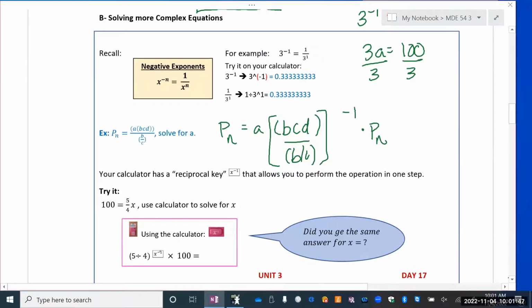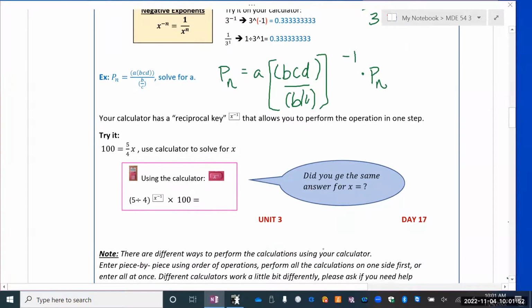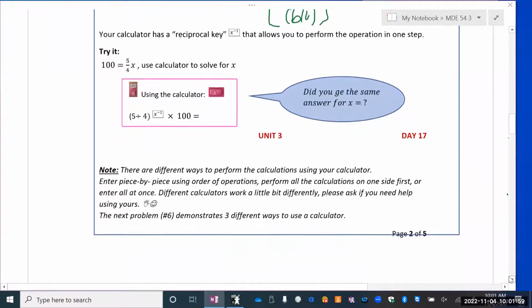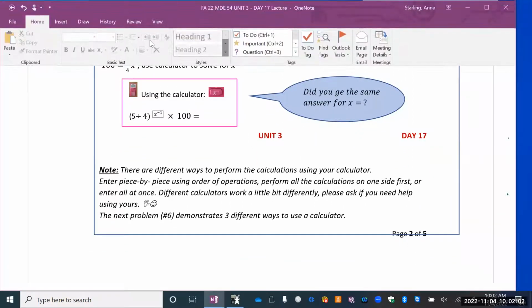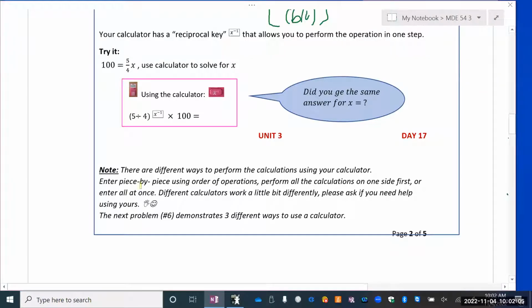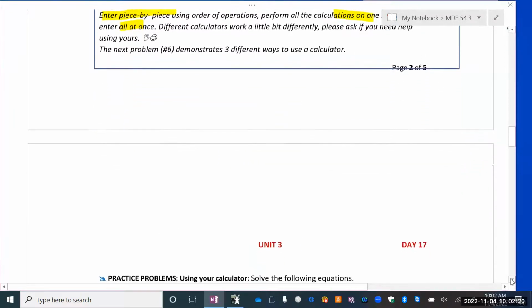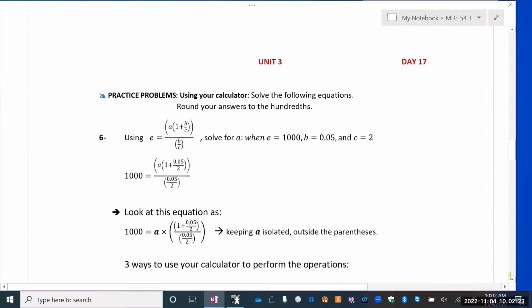So if I had 5 divided by 4, x to the negative 1, for example, times 100, it's the same as 100 times the reciprocal. So if it helps you, great. If it doesn't, don't do it. Just showing you multiple ways to use your calculator. You can do it piece by piece. You can do everything on one side first. You could do it all at once. It really is up to you how you choose to do that solving. Some people cross multiply. I'm just showing a way, but you can do it any way you want.